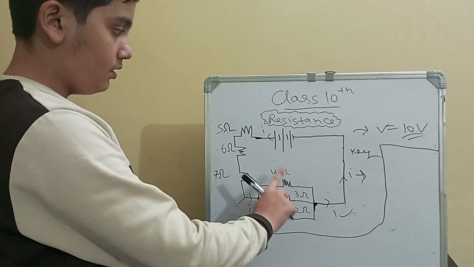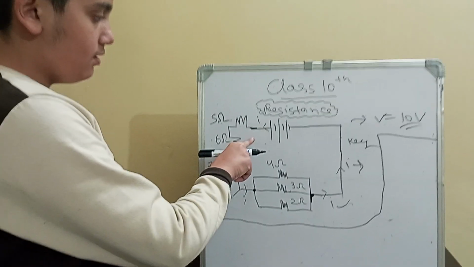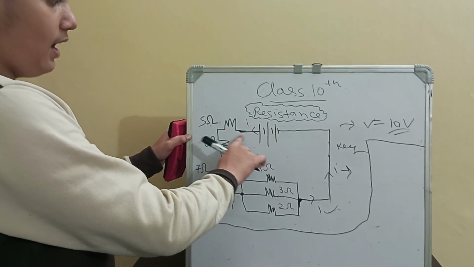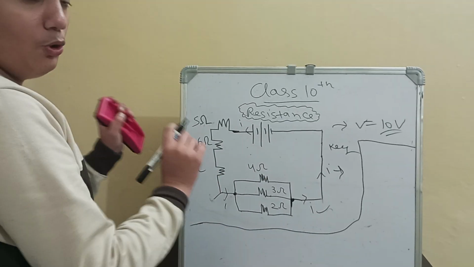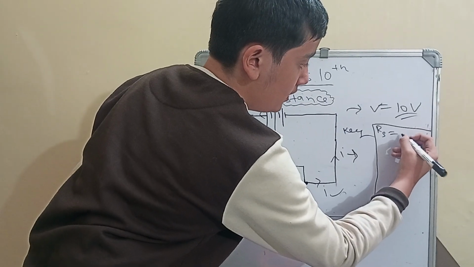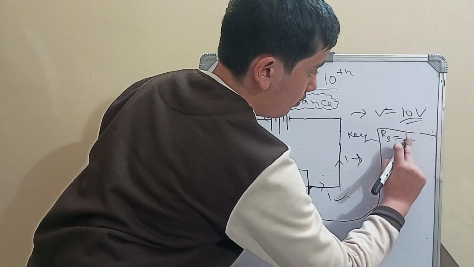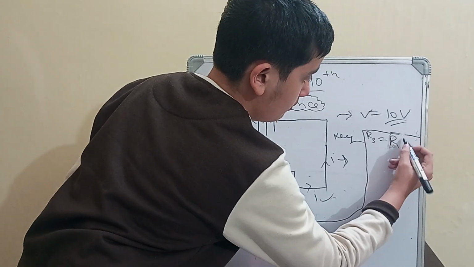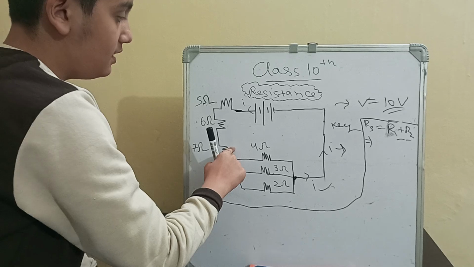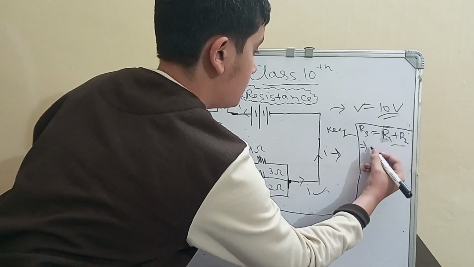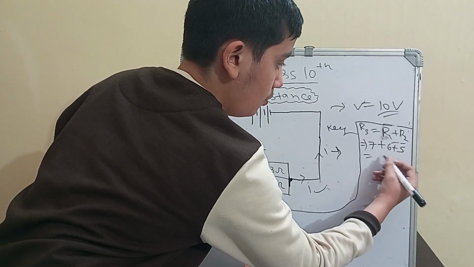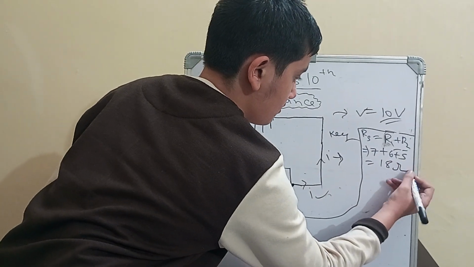Now see, basically you can easily identify that these three resistors are in series, right? I have told you multiple times. So apply the series formula over here. The series formula says R equivalent equals R1 plus R2 and so on. So apply series here. What are its magnitudes? 7 plus 6 plus 5 ohms. That gives 18 ohms.